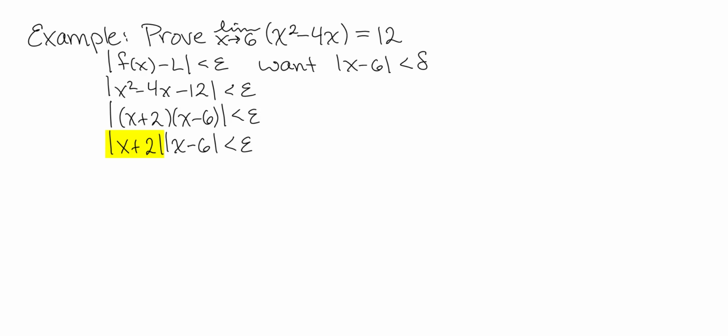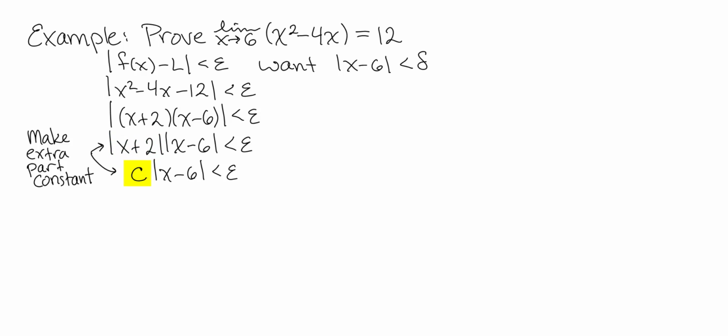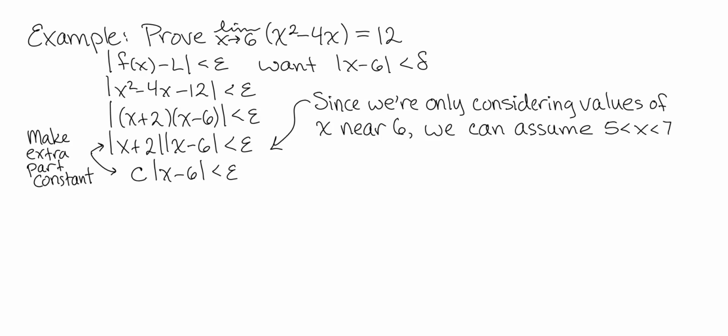We cannot divide both sides by x plus 2 because we cannot have our delta depend on x. Delta can only depend on epsilon. So what we want to do is replace the absolute value of x plus 2 with a constant. So how do we figure out what that constant will be? Since we're only considering values of x near 6, we can assume that 5 is less than x is less than 7. That is, we can assume x is between 5 and 7. Because if the idea is that x is getting really close to 6, then we can assume that x is within 1 unit of 6.